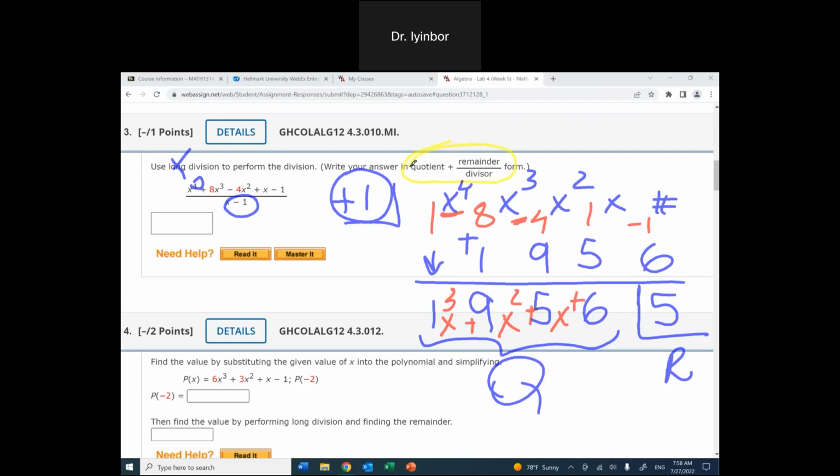So the quotient is everything here. So I'm going to copy this, plus the remainder, which is 5, over the divisor, which is what you're dividing by. x minus 1 is the divisor. So that's exactly how you're going to leave the answer.